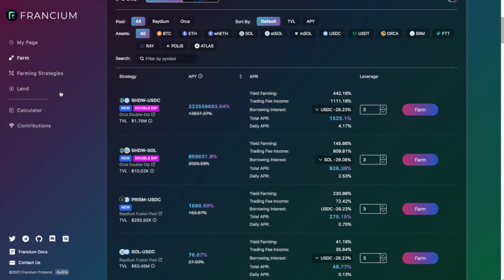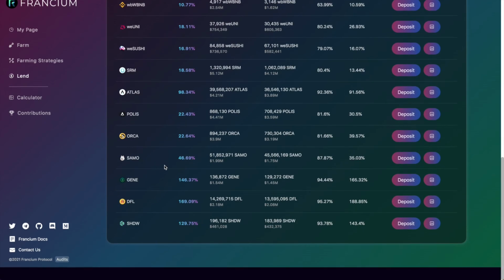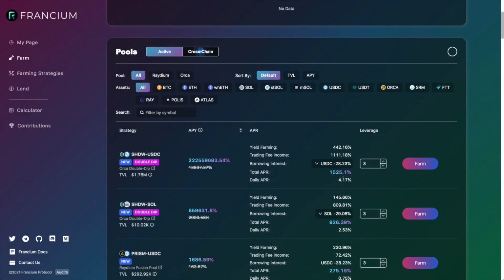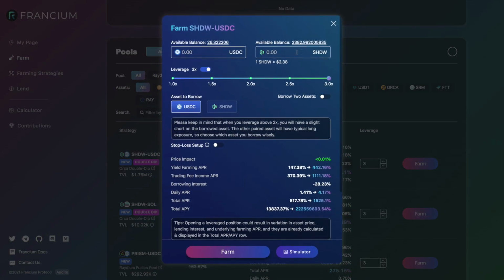That's my point. So I'm going to put a little bit of money in here, and I'm probably going to end up depositing the rest of my Shadow tokens in the lending tab, which is where you just deposit Shadow, and it allows people to borrow your Shadow for that leverage yield farming. So we're going to go back to farm, and I'm just going to show you, you can click the farm button. You can see I have 2,382 Shadow tokens available. I'm going to put 500 tokens into this as well, and I'm going to leave it at 3x leverage.